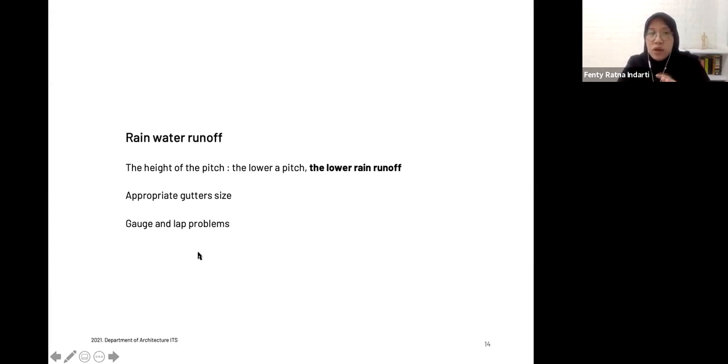So those are very common problems that you can find with a pitch roof. Even the flat roof has the same problem as well, because the roof is the first protection from rain and also snow.